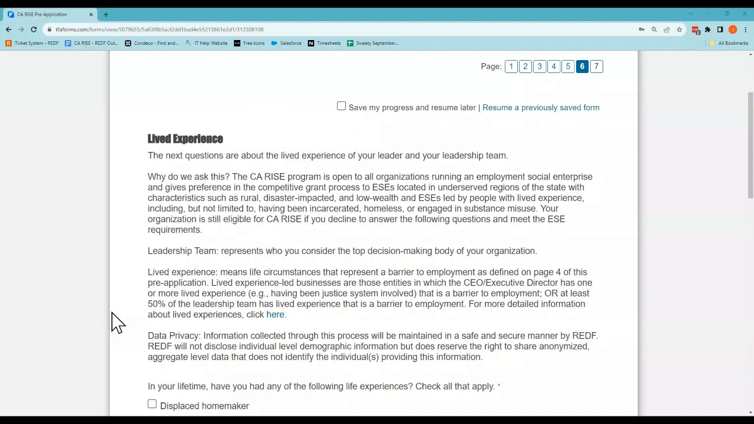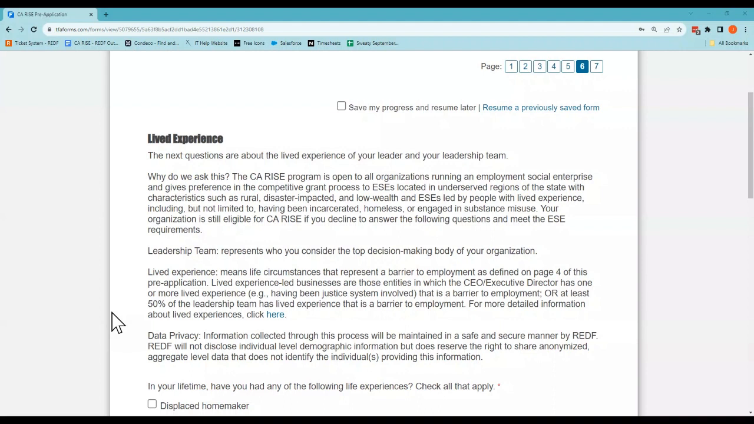The information collected through this process will be maintained in a safe and secure manner by Redf. Redf will not disclose individual level information, but does reserve the right to share anonymized aggregate level data that does not identify the individual or individuals providing this information.